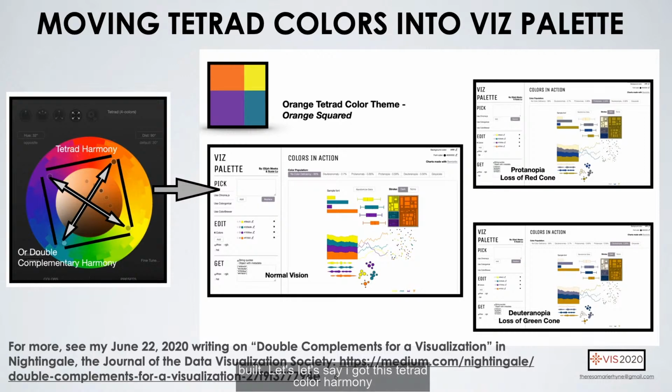Let's say I've got this tetrad color harmony. I used a palette color scheme designer for creating this particular color harmony, but I want to see what it would look like with various visualization options. What you can do is enter those colors into VIS Palette, and VIS Palette can also do protanopia and deuteranopia color vision checks. So this is a really handy tool to use. I use VIS Palette a lot.